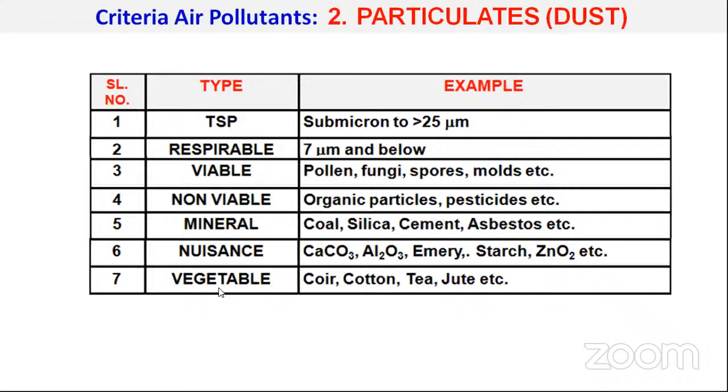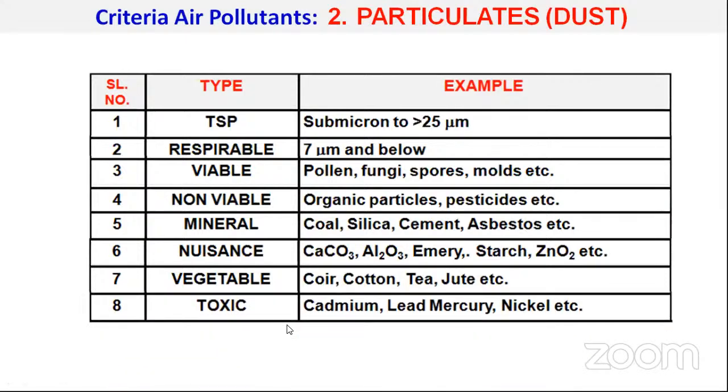Last but one is vegetable dust, of vegetable origin: coir fibers, cotton fibers, tea particles, jute fibers. They are of vegetable origin, but they can be particulate in nature.